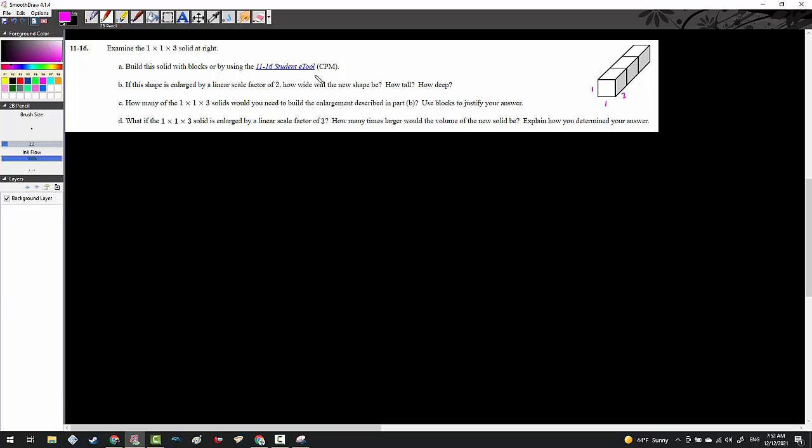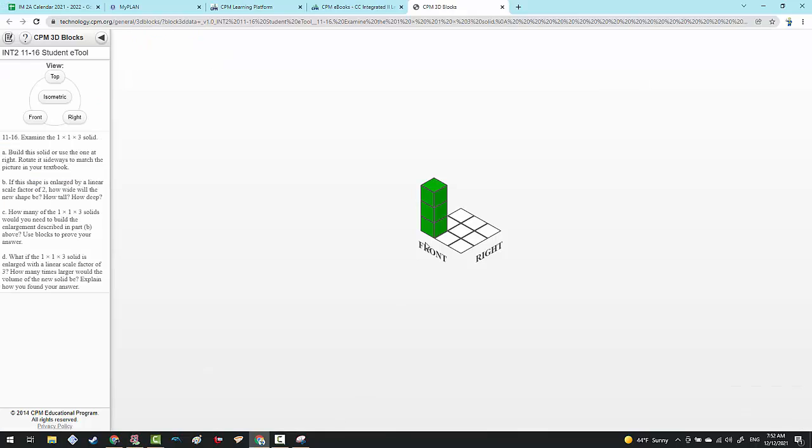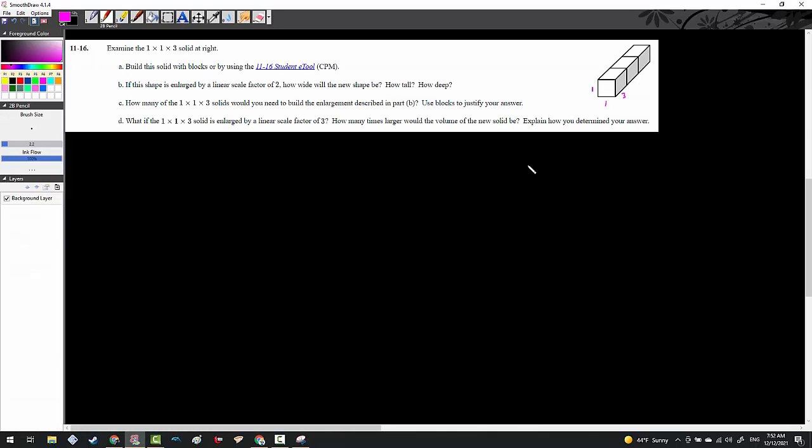So it says build the blocks using the E tool. So actually I pulled that up and it looks like this. If it was standing up, it would look like that. And so we're going to try and build this shape here in a little bit. It says if the shape was enlarged by a scale factor of 2, how wide would the new shape be, how tall and how deep? So in part B, if the linear scale factor was 2, that means that a 1 by 1 by 3 figure would then be 2 by 2 by 6. All right, so that should be pretty straightforward, I'm hoping.